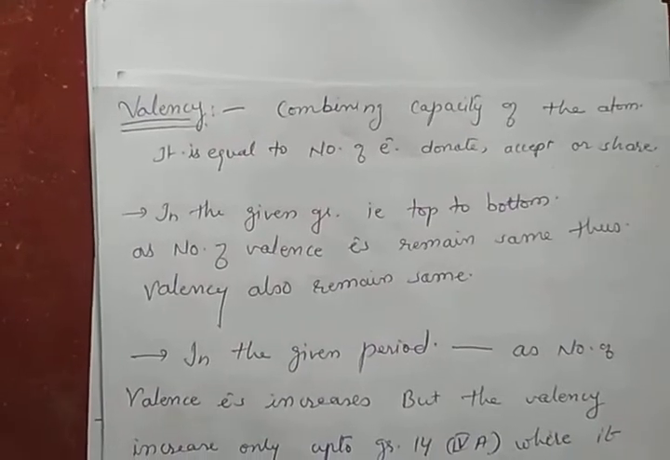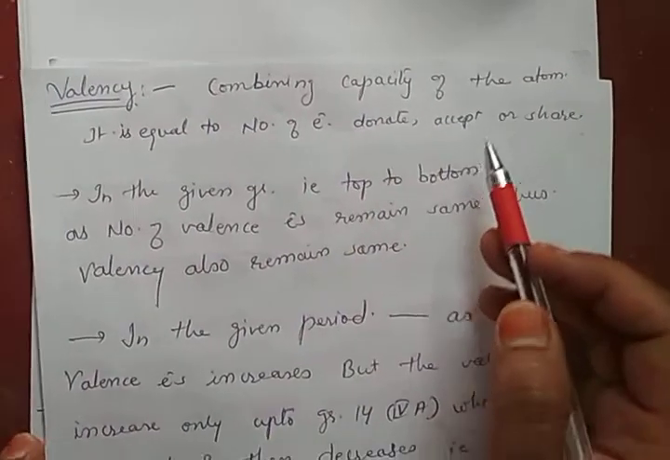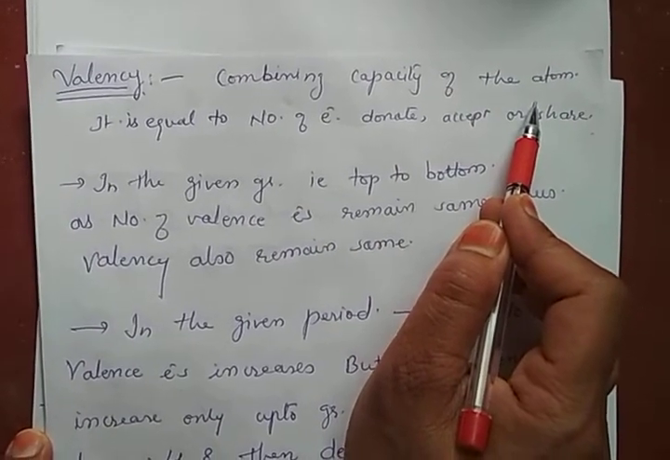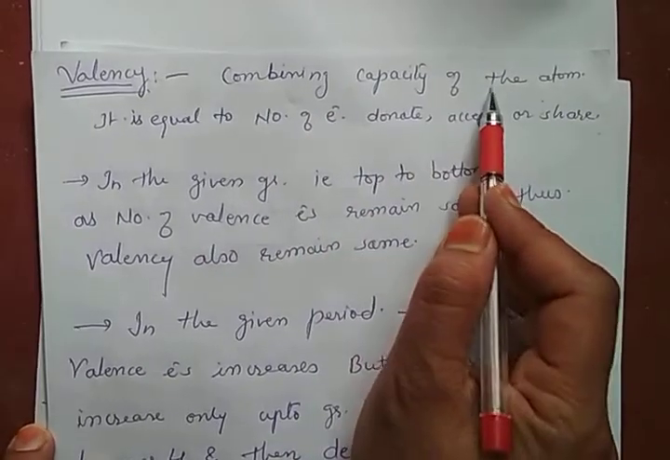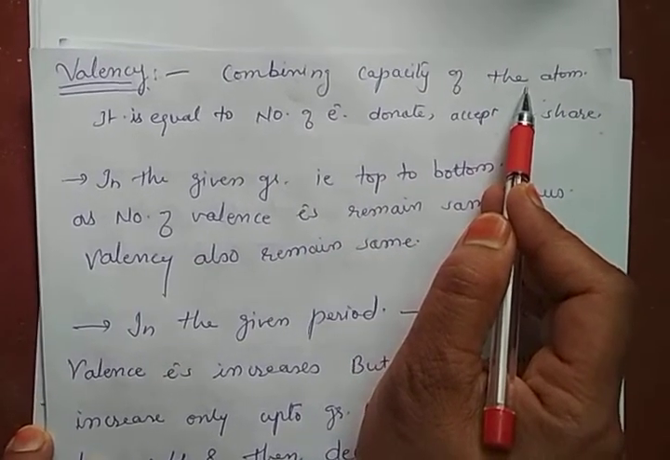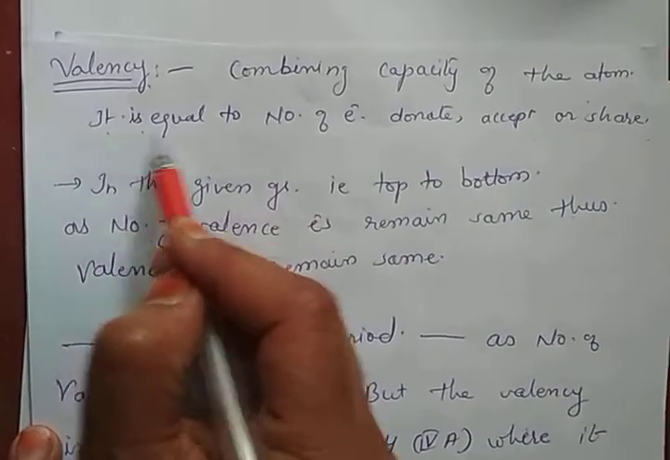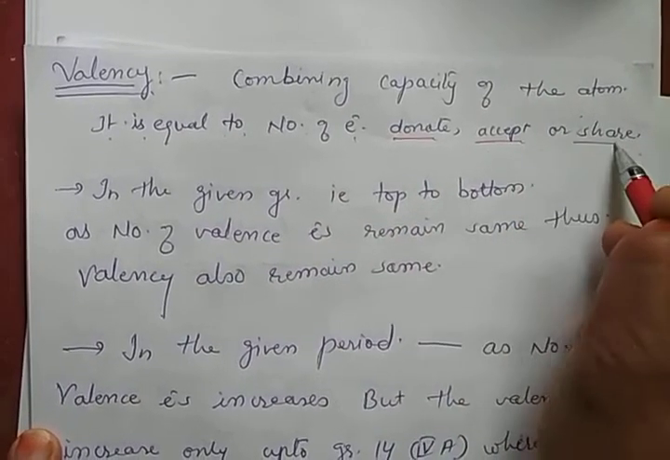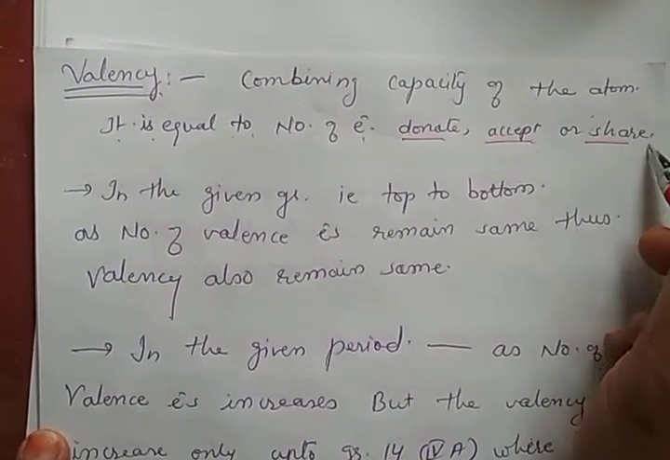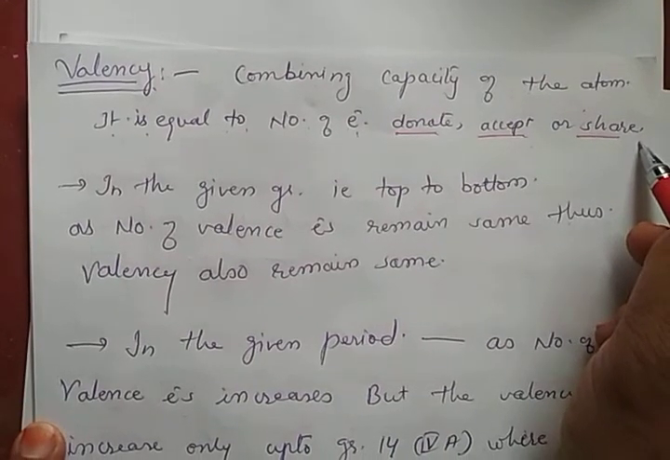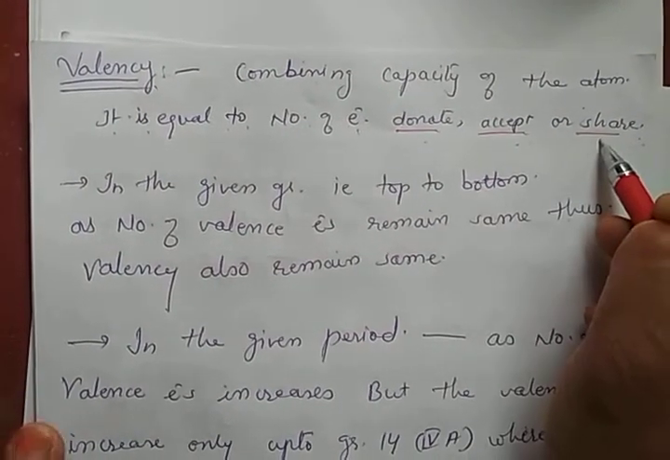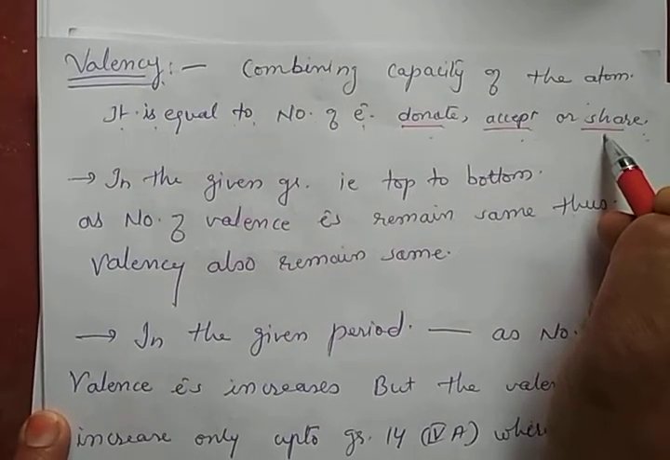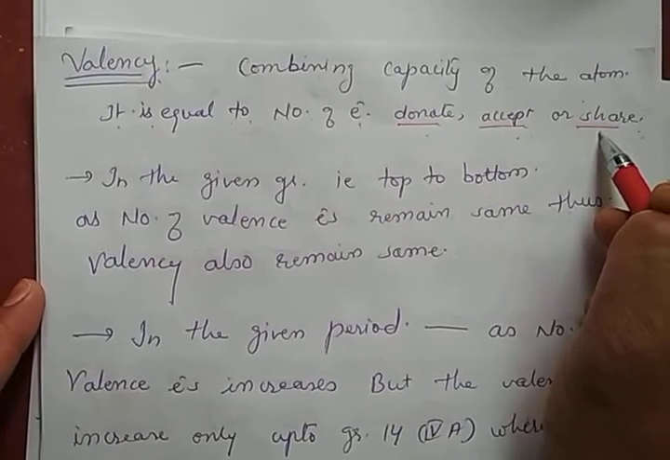Now come to the next topic, valency. The combining capacity of an atom is known as its valency. Valency, commonly called the combining capacity of an atom. According to the number of electrons, it is defined as the number of electrons donated, accepted or shared for completing the stable electronic configuration by an atom. The number of electrons donated, accepted or shared by an atom to complete its octet or to get the stable electronic configuration, and that number of electrons is called valency.